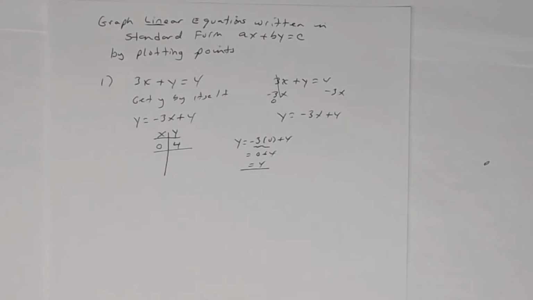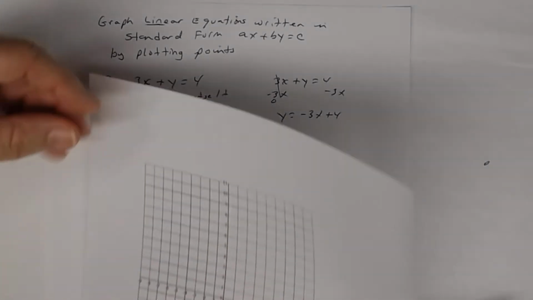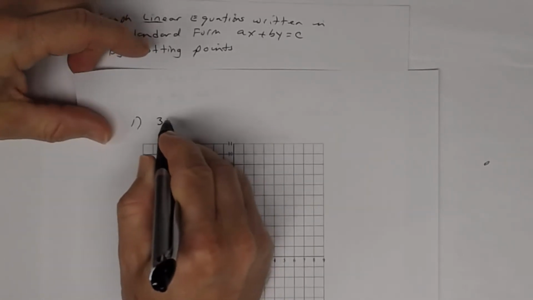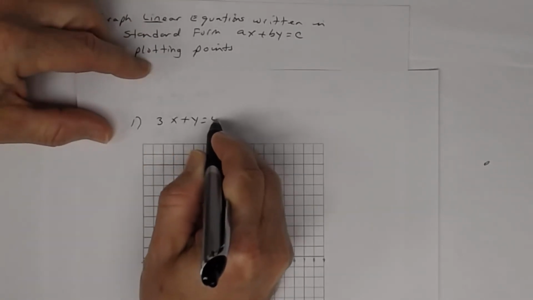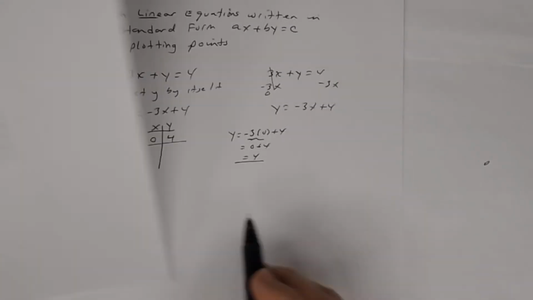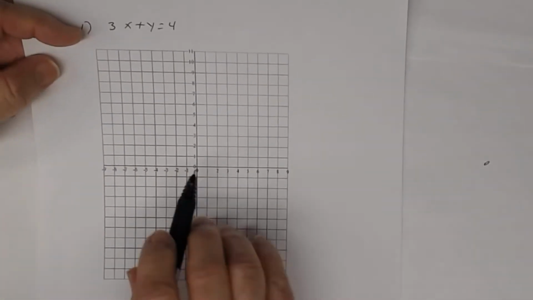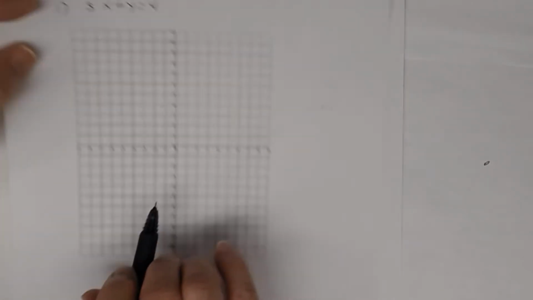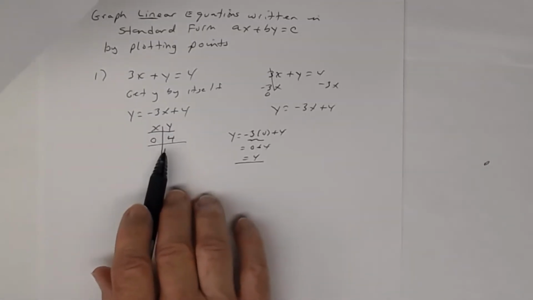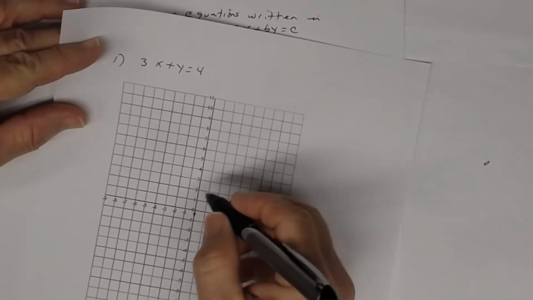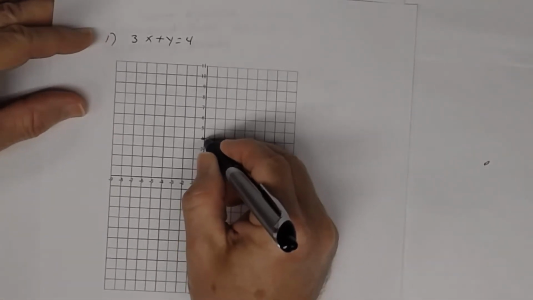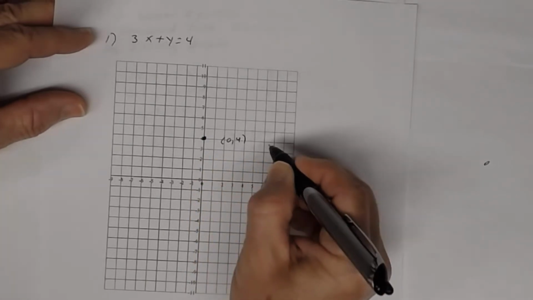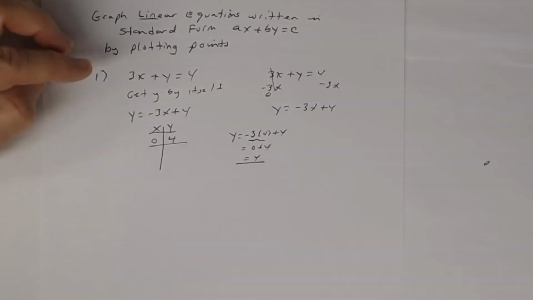And so right away, if you want to, you can go ahead and start plotting your points. So this is going to be number 1, 3x plus y equals 4. And so we have the point 0, 4. Remember how to plot that. You start at the origin, the ordered pair 0, 0. Since x is 0, you're going to stay at the origin, and you're going to go up 4 since y is positive. So this is a point here. This is the ordered pair 0, 4. Okay? All right, so let's continue on.